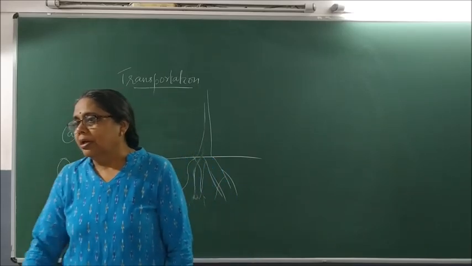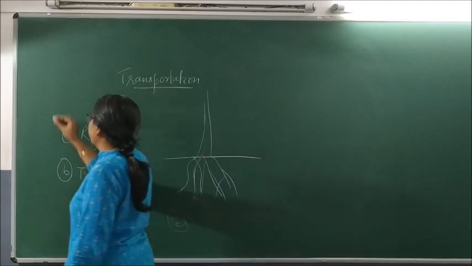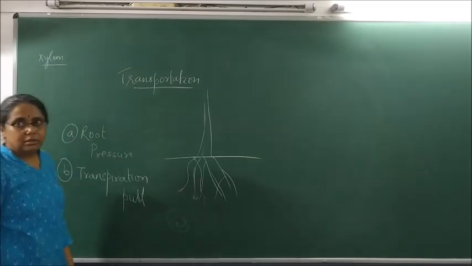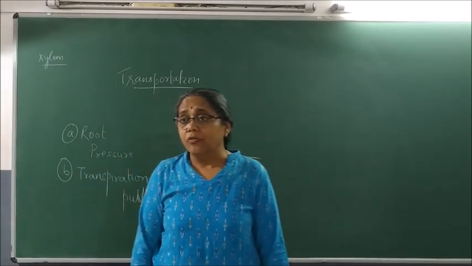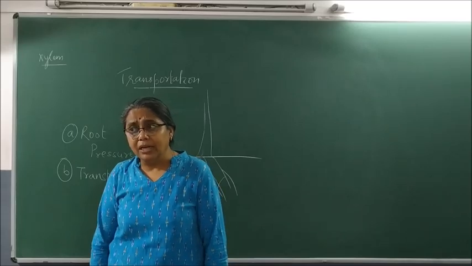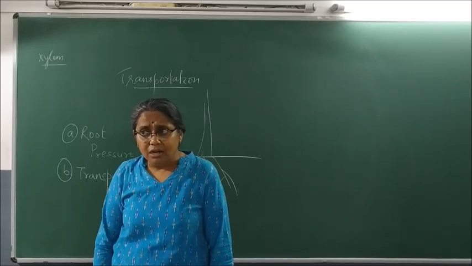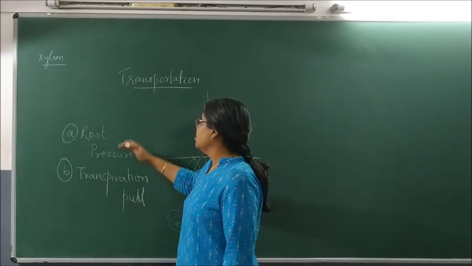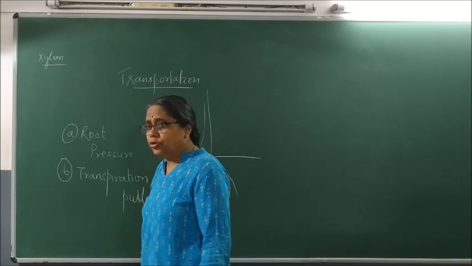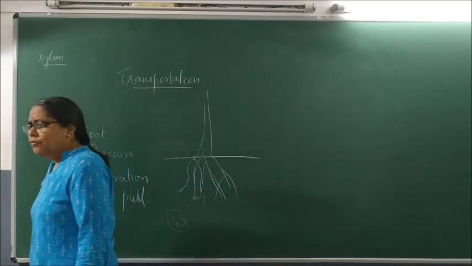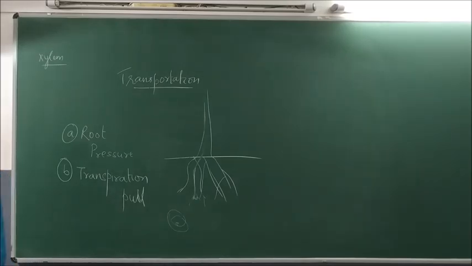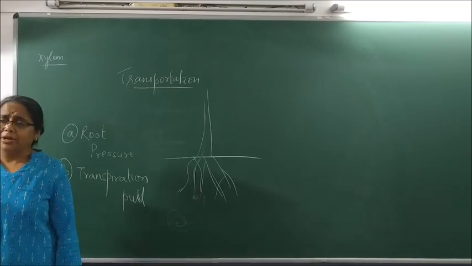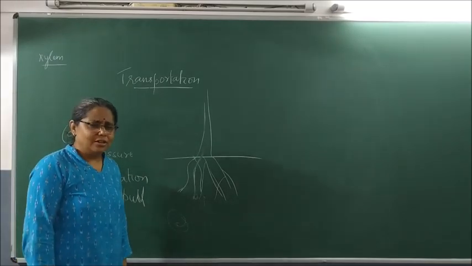Now, if you remember, kindly tell what are the different components of xylem. There are 4 types of xylem you studied. What are they? Tracheids, vessels, xylem parenchyma and xylem fibers. Same way you studied 4 kinds of phloem. What were they? Sieve tubes, companion cells, phloem fibers and phloem parenchyma.